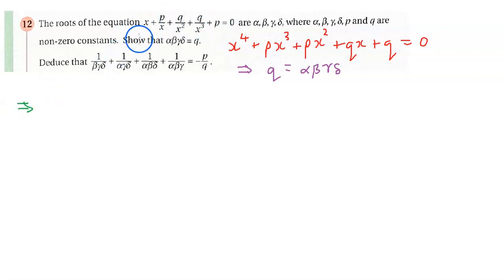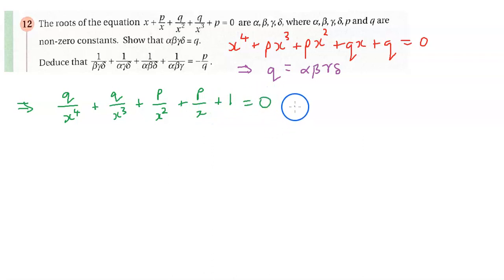that it is equivalent to, if you divide everything by x, q divided by x to the power of 4 plus q divided by x cubed plus p divided by x squared plus p divided by x plus 1, and that's equal to 0. And we know this has roots alpha, beta, gamma, and delta.